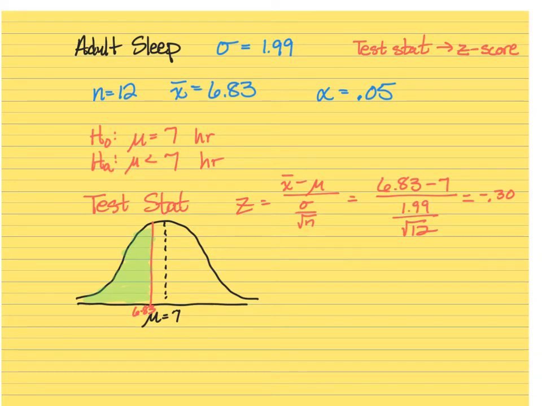So we know how we do it. Our boundary is at 6.83, which has a z-score of negative 0.30. If we look that up in our table, a z-score of negative 0.30, we get 0.3821. So this area is 0.3821, and that is our p-value.